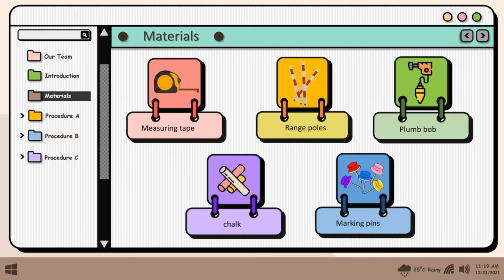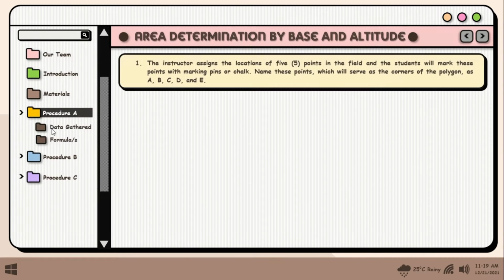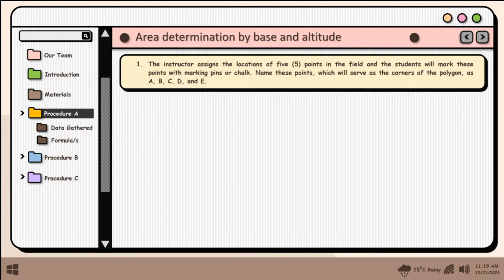Materials: measuring tape, range post, plumb bob, chalk, and marking pins. Part A. Area determination by base and altitude.